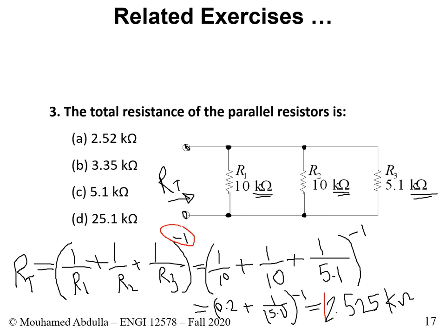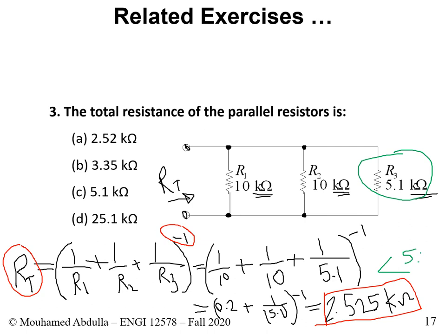So now let's look at this total resistance that we got and use the sanity check. The sanity check tells us the total resistance of a parallel circuit should be smaller than the smallest resistance. So if we look at the smallest resistance, it's this one here. Is this one smaller than 5.1? It is smaller than 5.1. So I think it passes the sanity check.